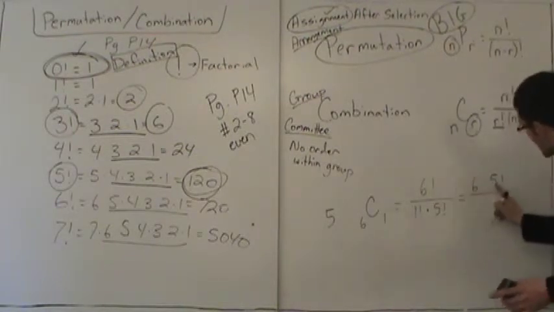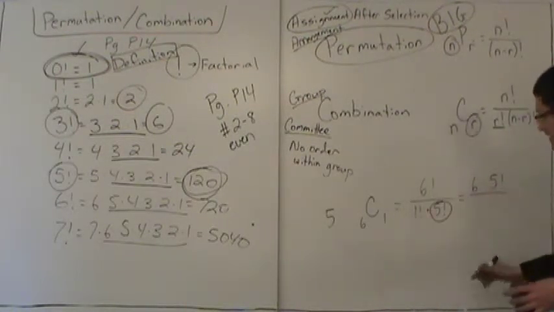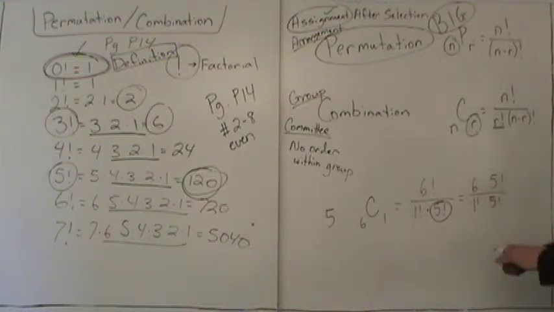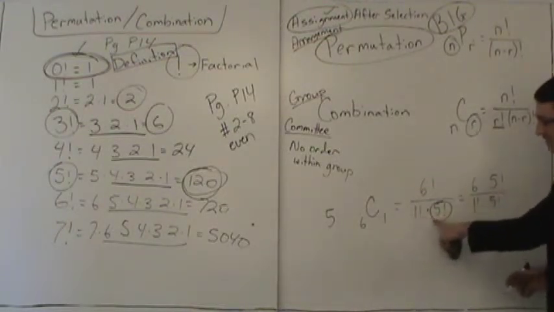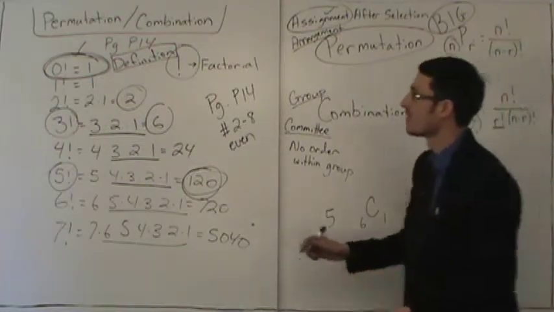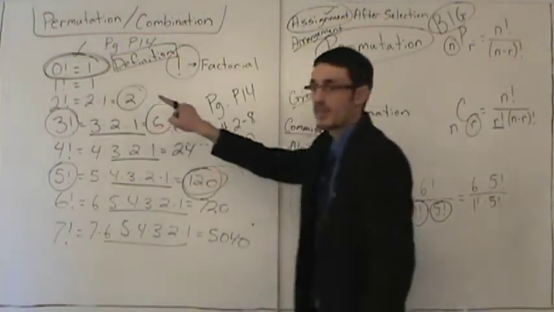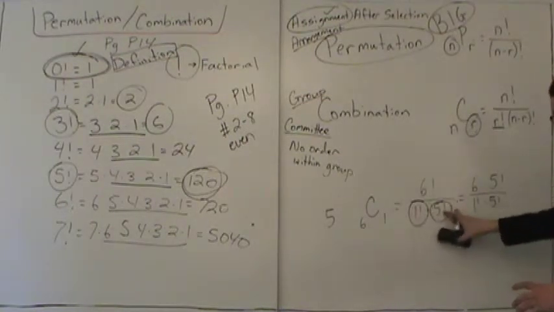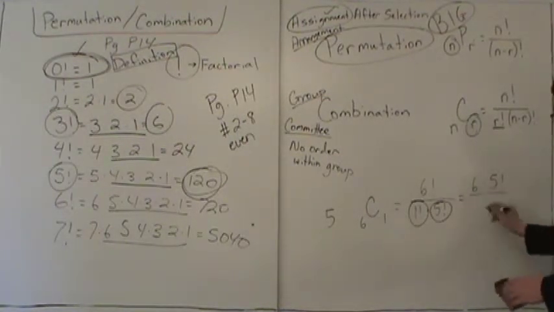Why did I stop at 5 factorial? Because there is a 5 factorial in the denominator. So we have 1 factorial times 5 factorial. And question, what is 1 factorial times 5 factorial? Well, we know the value of 1 factorial. 1 factorial is just 1. Okay? So we can say 1 times 5 factorial. Do you guys agree that 1 times 5 factorial is just 5 factorial?